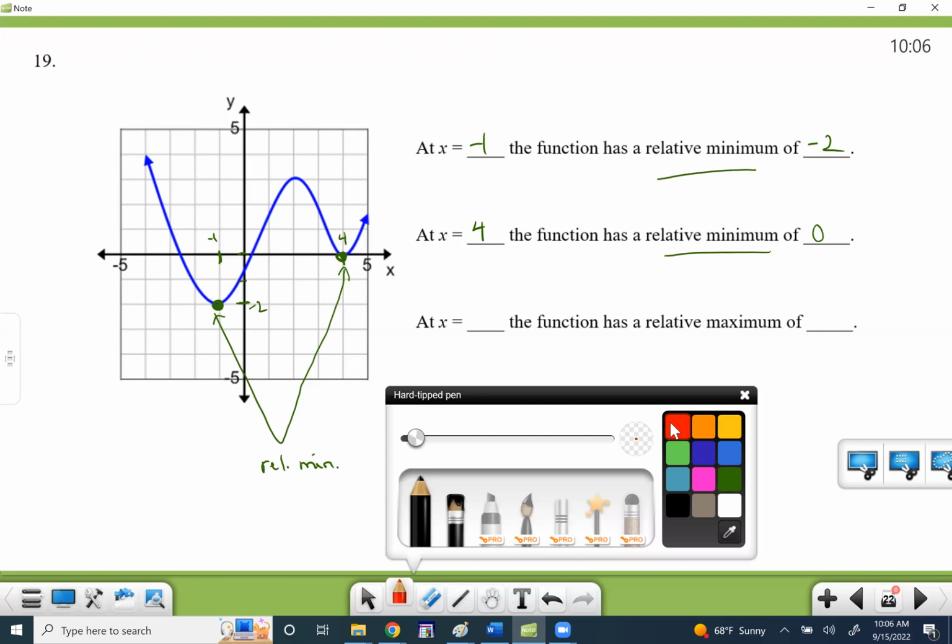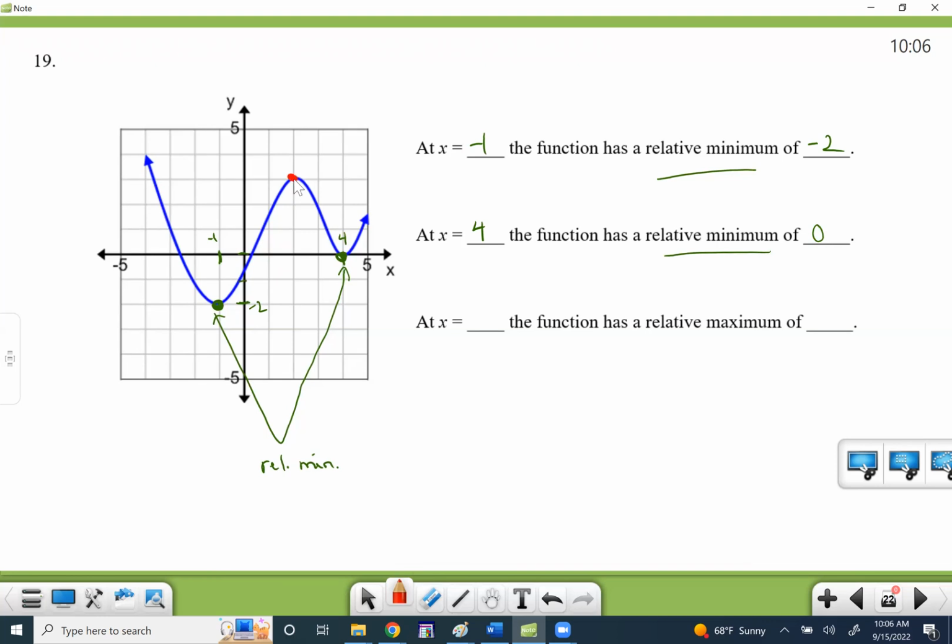Now let's get our relative maximum, because you can see right here we're talking about maxes now. That would be our relative max. Its X value is 2, its Y value is 3. So at X equals 2, the function has a relative maximum of 3.